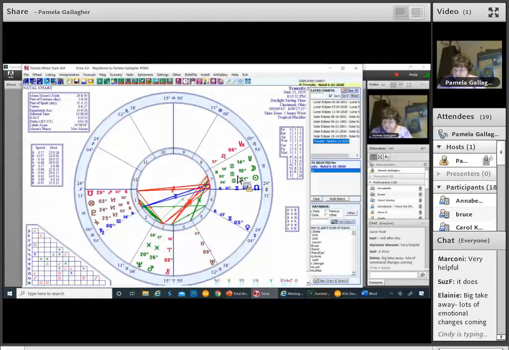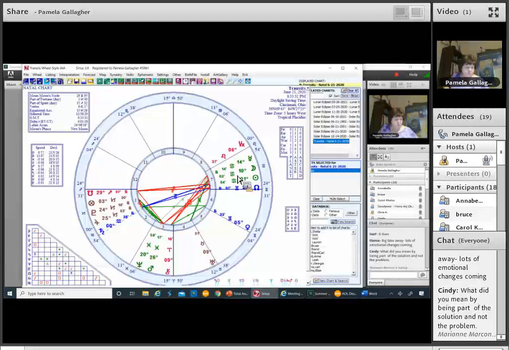Okay. Big takeaway: lots of emotional reactions coming. So we have choices. If you're aware that people are going to be reactive and moody, you can check yourself and say, am I standing back from this a little bit? Over the next 2 months, we're going to see a lot of emotional reactions and ups and downs. One minute they're in, one minute they're out, and you're like, really?